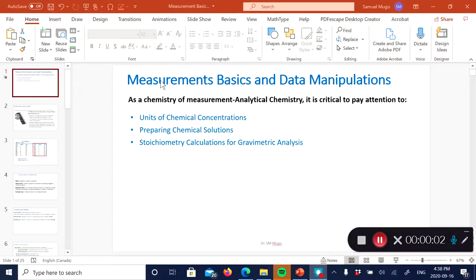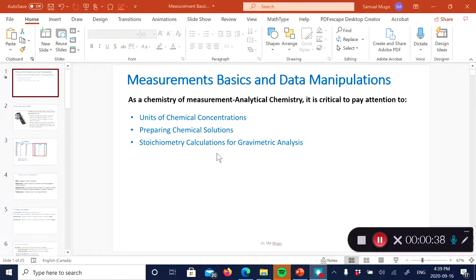In this lecture, I'll review the measurement basics that you should be aware of, as well as simple data manipulations related to analytical chemistry. Again, we've already said analytical chemistry is a chemistry of measurement, and so it's very critical that you pay attention to the units of chemical concentrations. In this lecture, we're also going to talk about preparing standard chemical solutions of known concentrations.